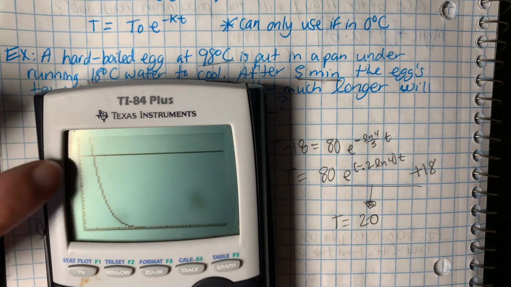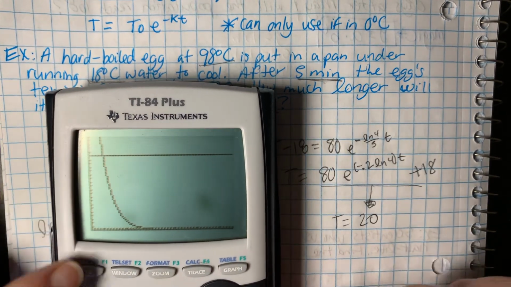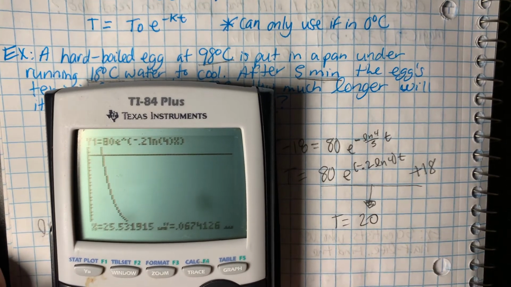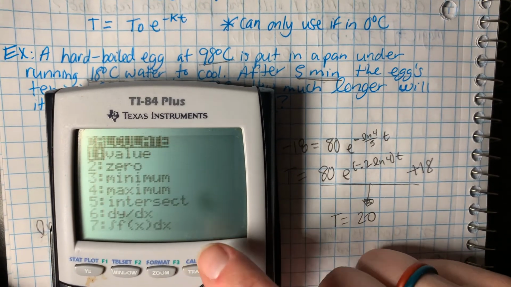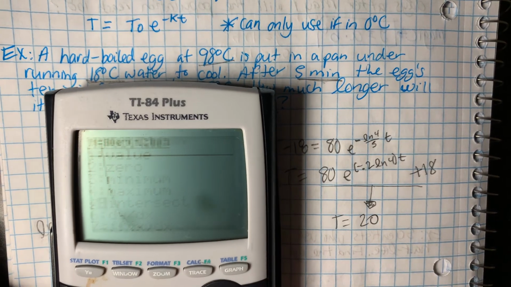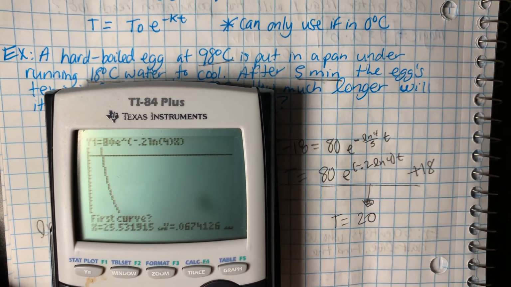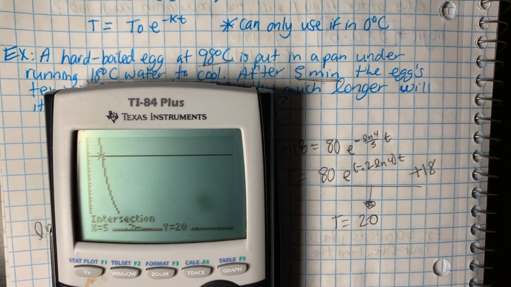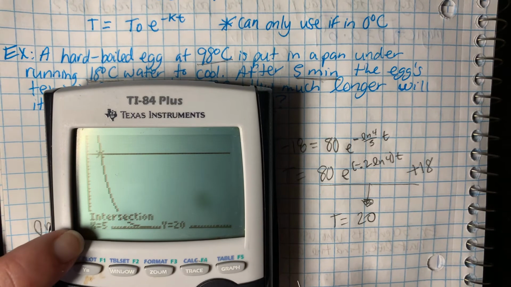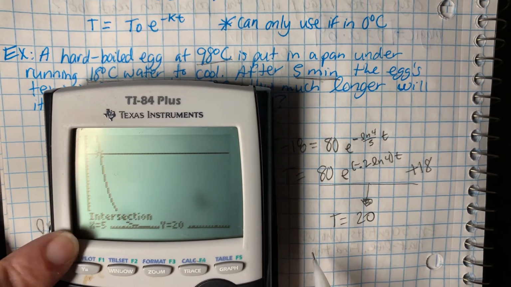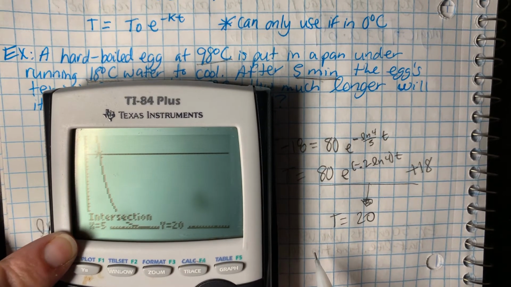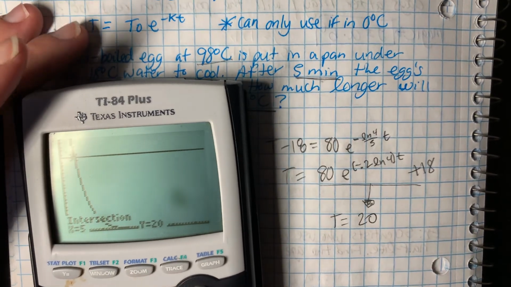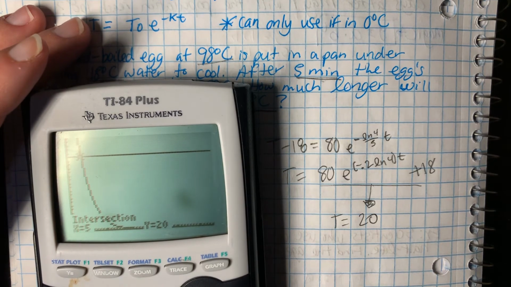Okay, it's going to draw lines. So we need to find out when these two intersect. So we could trace, or we could go second calc, intersect. Is this the first curve? Sure. Yes. Guess. Okay, they intersect at x equals 5, y equals 20. Does that make sense?